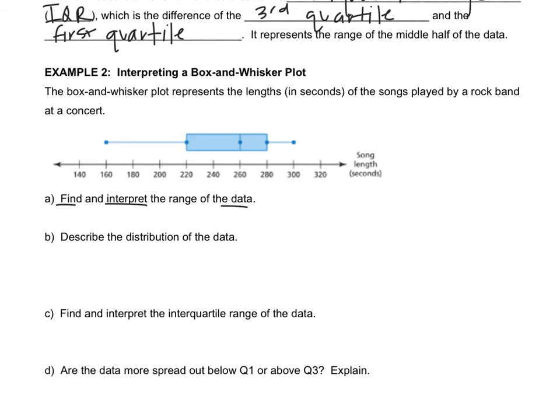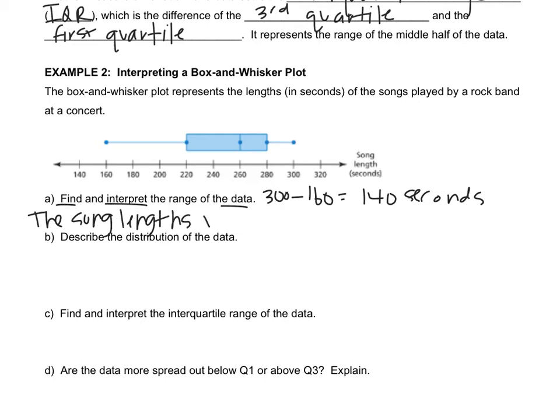So the range is just the largest minus the smallest. That would be 300 minus 160. So the range is 140 seconds. And so what this means is that the song lengths vary by 140 seconds. So the longest song compared to the shortest song is a difference of 140 seconds.